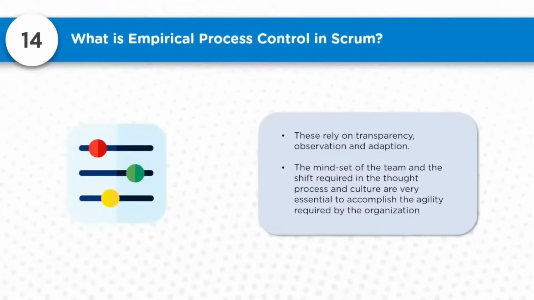The mindset of the team and the shift required in the thought process and culture are very essential to accomplish the agility required by the organization. So the mindset of the team is very essential. And adoption of process, compliance to the process, the culture, the behavior obviously plays a very important role when you do something within the organization. So that needs to be done as per the need, which should complement the business objectives. Very important. And that should be based on facts, not on some thoughts or assumptions or ideas.